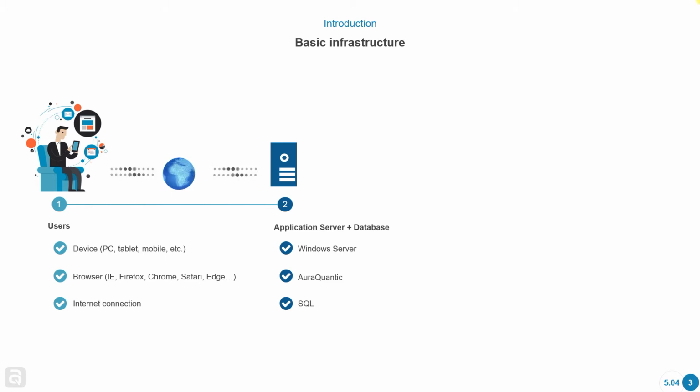This is the very basic infrastructure, but usually we're going to have the database in a separate server. So we're going to have the application, the platform, installed in one server and the database installed in a different server. So as we can see, this is the simplest scenario to start working with the platform, although it is recommended to keep the database in a separate server.